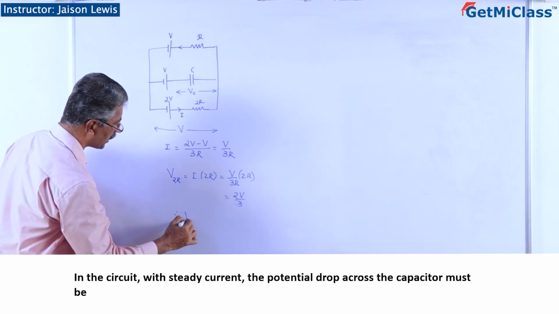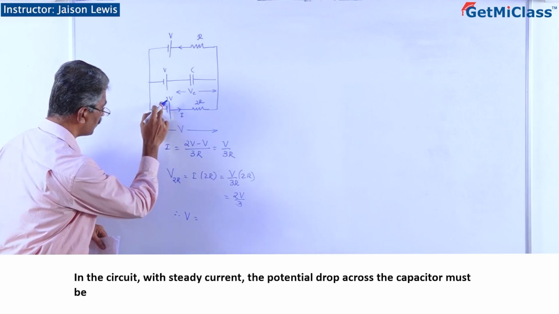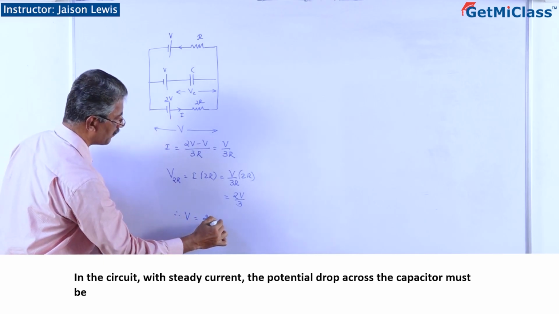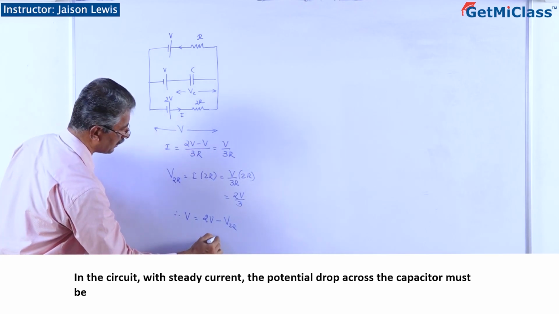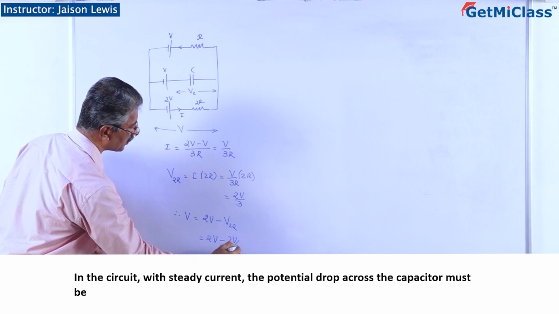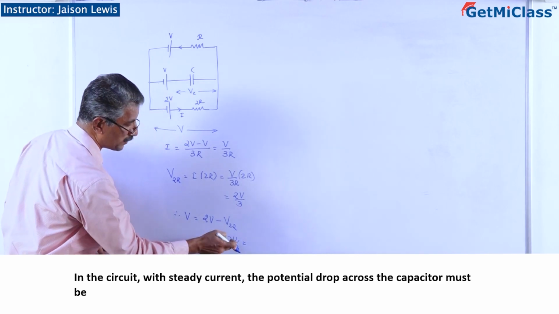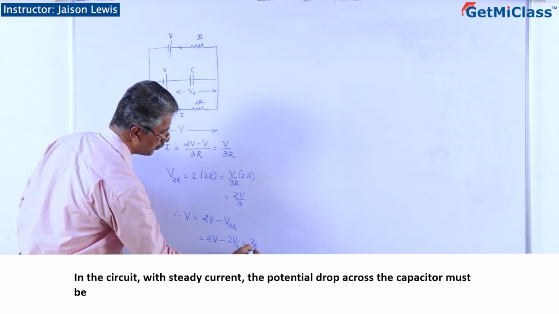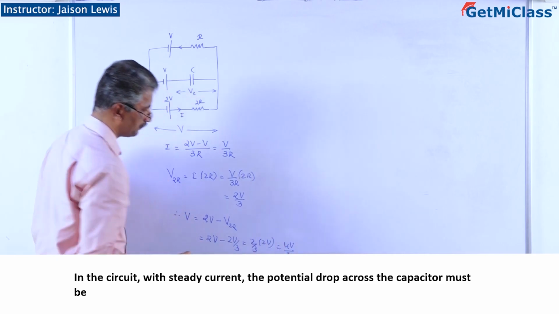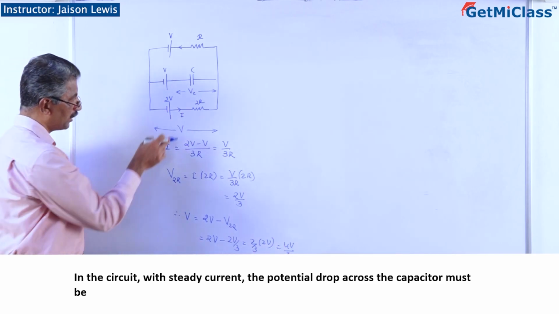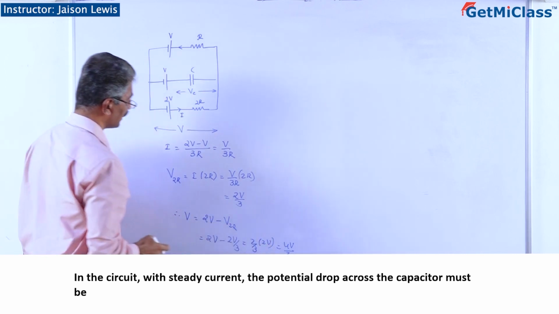Therefore, the terminal potential V is equal to the EMF, that is 2V, minus the potential across the resistor 2R. That is 2V minus 2V divided by 3. Therefore, taking 2V common, 1 minus 1 by 3 is 2 by 3. It's 2/3 of 2V, that is 4V divided by 3. Therefore, the terminal potential difference across the combination is 4V by 3.